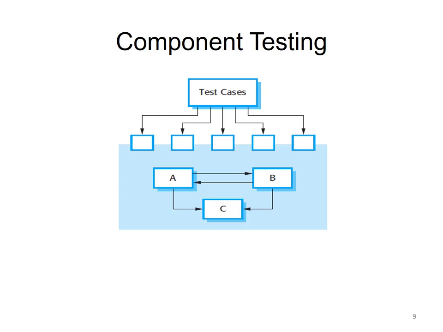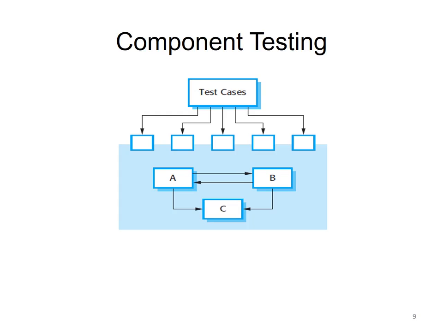Interface misunderstanding. A calling component misunderstands the specification of the interface of the called component and makes assumptions about its behavior. The called component does not behave as expected, which then causes unexpected behavior in the calling component. For example, a binary search method may be called with a parameter that is an unordered array. The search would then fail.